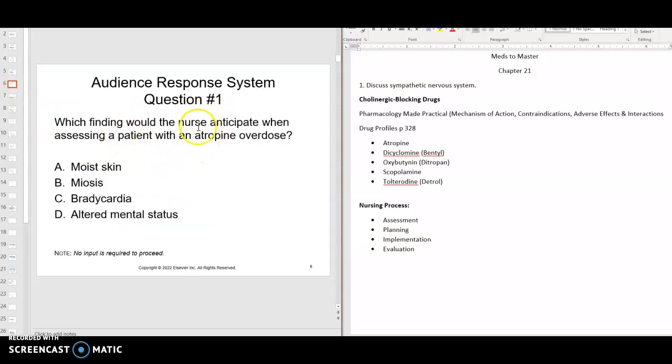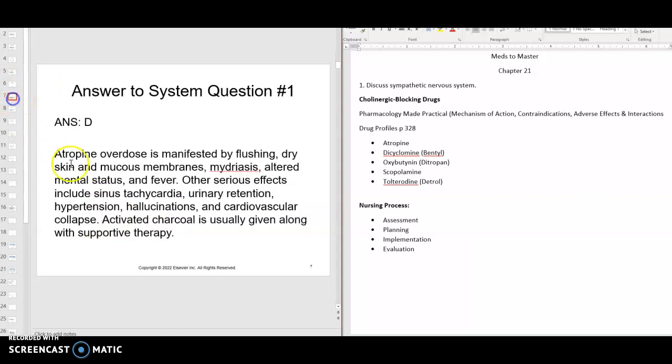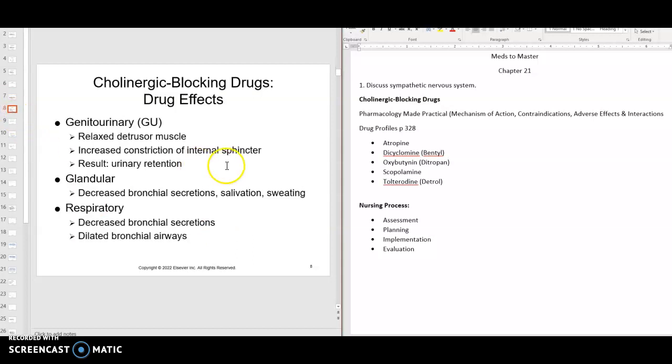First one here, if I have somebody on an anticholinergic medication and I'm anticipating an overdose of this, what are we likely to see? Well, D, if we look at it, because an overdose would cause that alteration in our mental status here, because we are going to see that flushing, dry skin and those dry mucous membranes, but some of the other serious effects are located here. When we have an overdose for these, we usually give activated charcoal to help absorb any of those anticholinergic meds that are in the system.